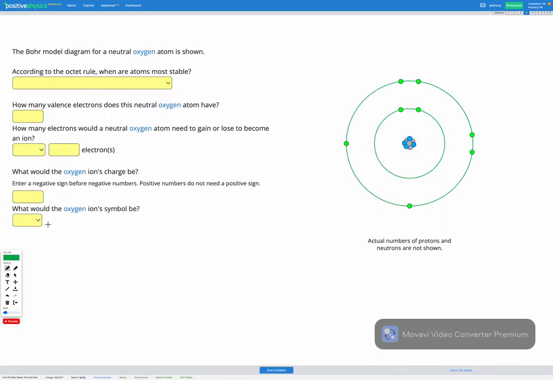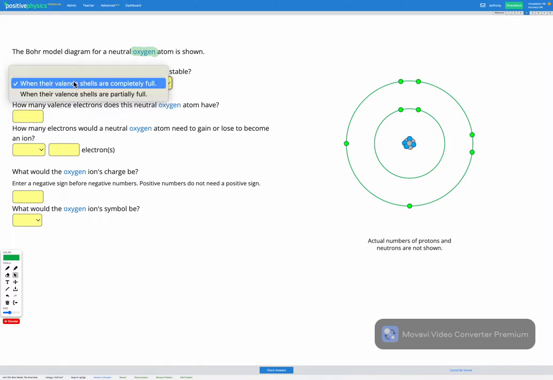So in this question, we're told we have a Bohr model diagram for a neutral oxygen atom. So this is a correct diagram over here for a neutral oxygen atom. Our first question asks us, according to the octet rule, when are atoms most stable? So this is just a definition, and the answer is that atoms are most stable when their valence shells are completely full, not partially full.